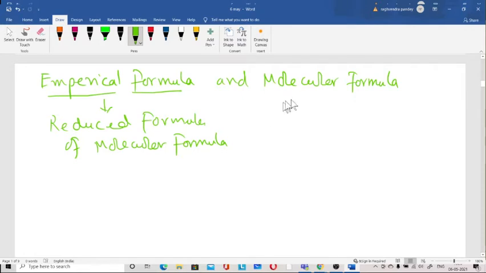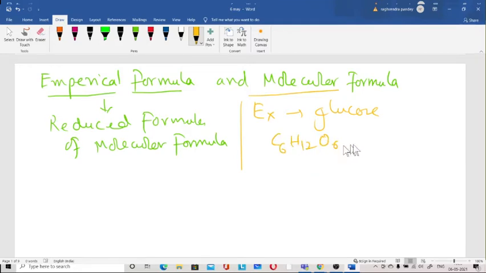Now what is molecular formula? Suppose we take an example for this one. Let's take the example. Say this is glucose. What is the formula for glucose? C6H12O6. So that is our molecular formula. Whatever we normally write, in the normal sense, whatever we write is the molecular formula.